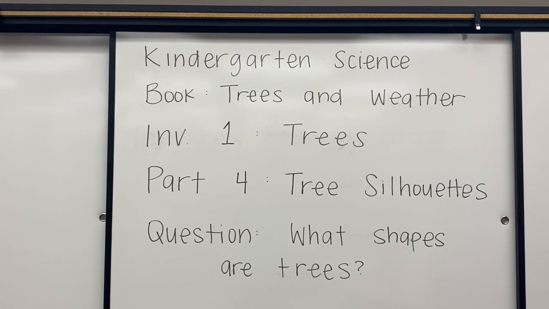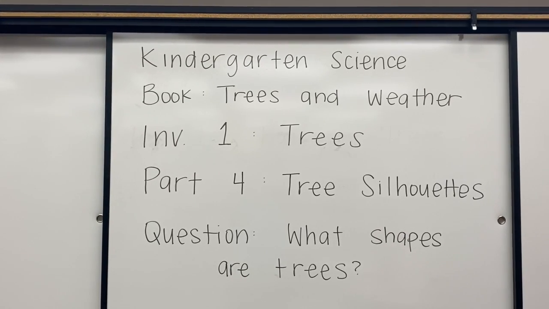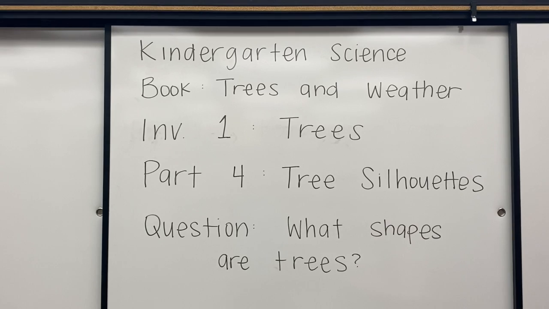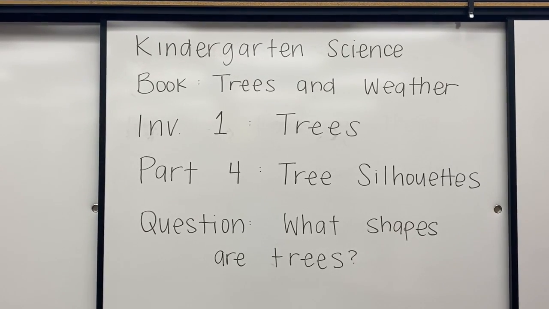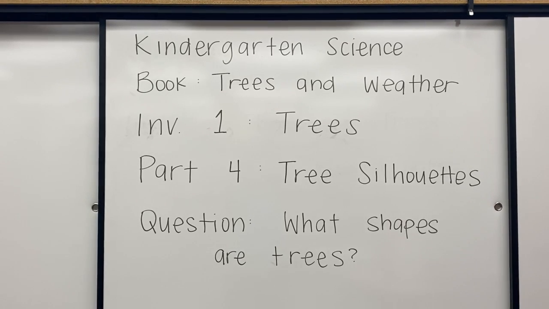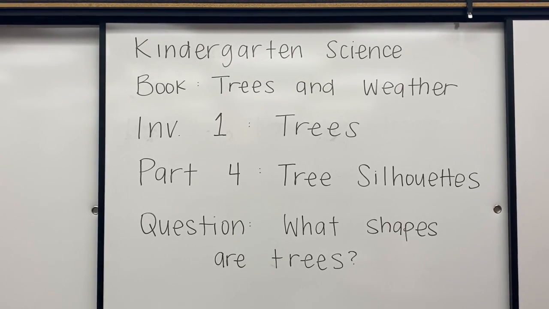Today we are going to be studying the kindergarten science book, Trees and Weather, Investigation 1, Trees, Part 4, Tree Silhouettes. Question: what shapes are trees? Let's find out. Today we are going to learn another important science word.